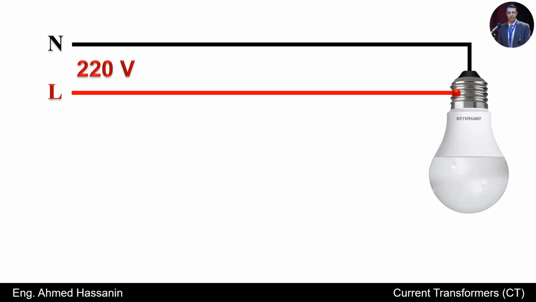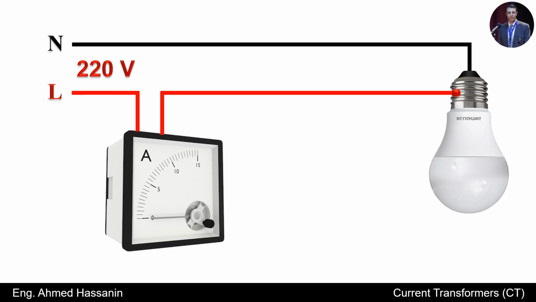For example, if we have a 220 volts single phase load and we want to measure the electric current that will flow in the phase L or the line L, what are we going to do to measure this current? First, we cut the line L. Secondly, we connect the ammeter directly in series with the line L, and thus the electric current that will flow in the line L is measured.